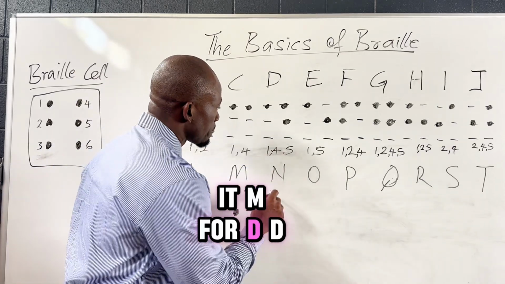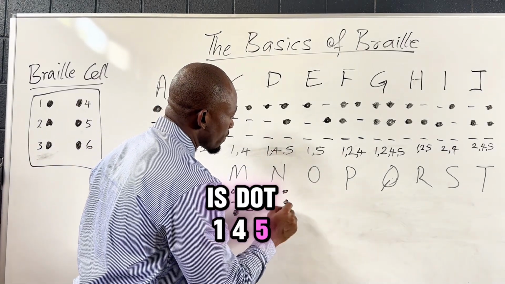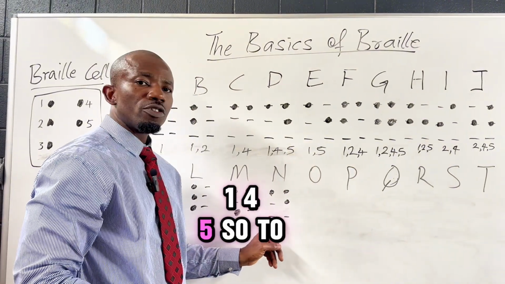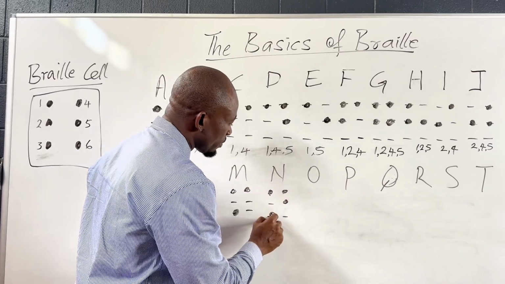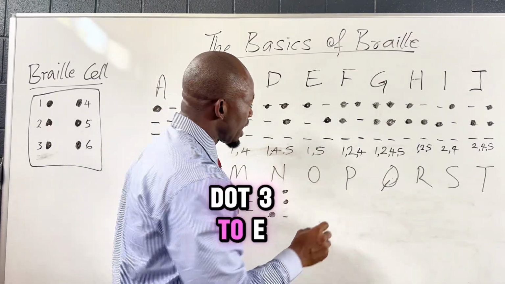For D, D is dot 1, 4, 5. So to make it N, we add dot 3. For O, we just add dot 3 to E.